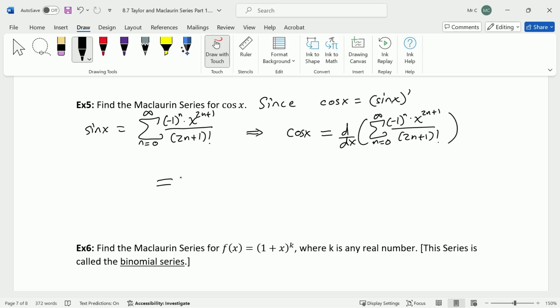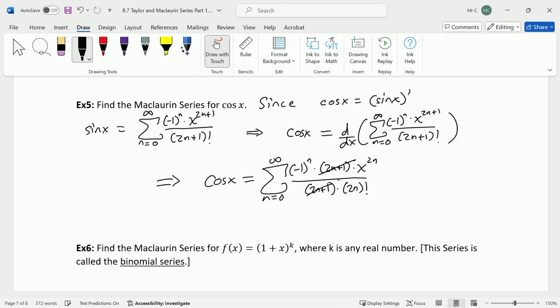will converge everywhere. So this implies that cosine of x is equal to the sum from n equals 0 to infinity of negative 1 to the n times 2n plus 1 times x to the 2n. I just subtracted 1 from my power, multiplied by the original power, divided by 2n plus 1 factorial, but I'm going to rewrite that as 2n plus 1 times 2n factorial. So these cancel, and that leaves me with the sum from n equals 0 to infinity of negative 1 to the nth power times x to the 2n over 2n factorial.